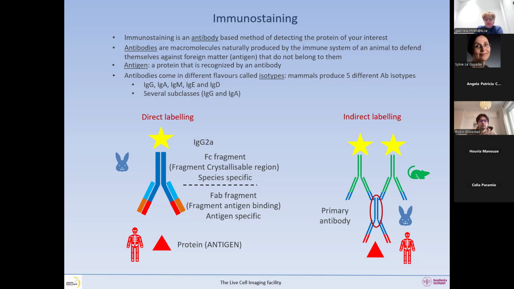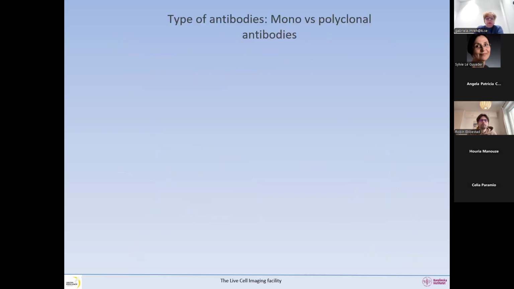The part that directly binds to our antigen is called the primary antibody, and the antibody that will recognize our primary antibody is called the secondary antibody. So now we know how this works. There are many types of antibodies. Let's go through them a little bit and see what the advantages and disadvantages of using them are.